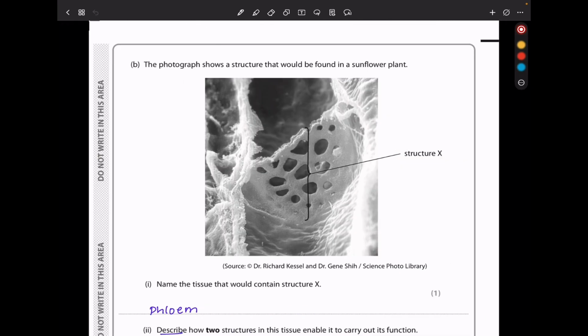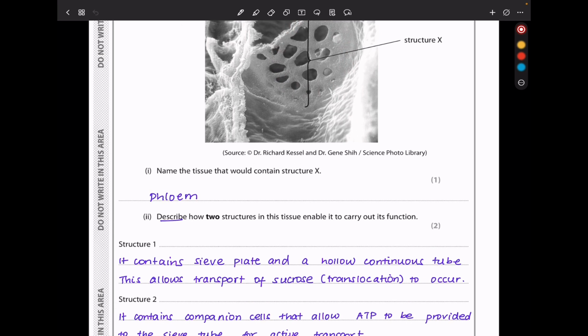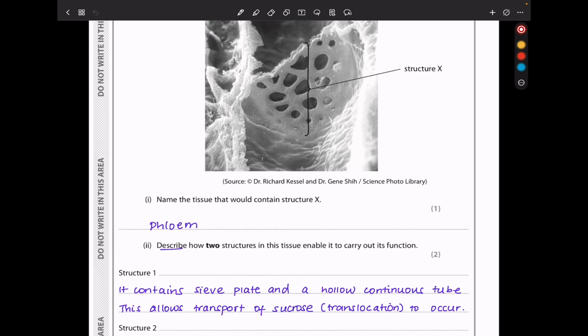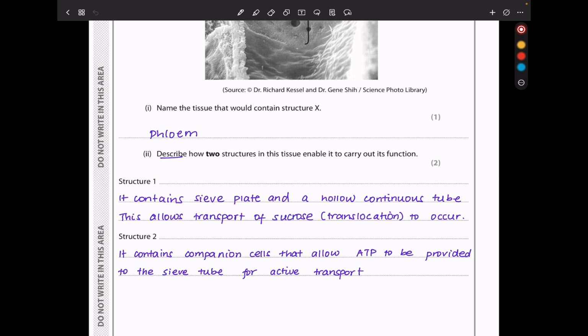In part B, the photograph shows a structure that would be found in a sunflower plant. So we can see structure X here. This looks like a sieve plate. So down here they say name the tissue that would contain structure X. Since it's a sieve plate, it's going to be contained in the phloem. And next they say describe how two structures in this tissue enable it to carry out its function.